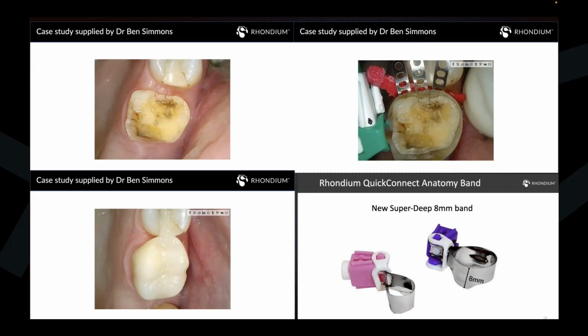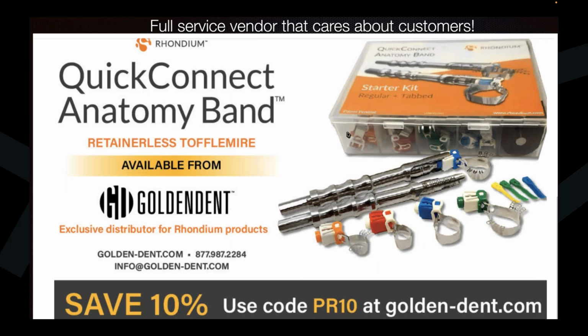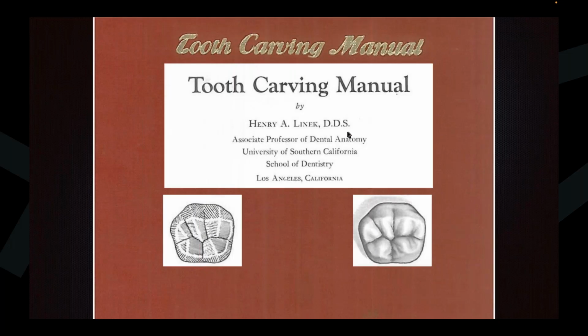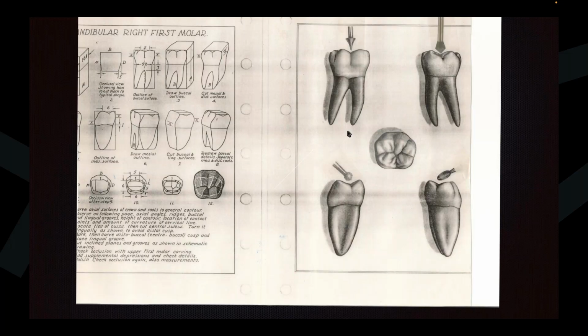And I can do a lot of these in the time that it takes me to prep, mill, and cement a crown. So here's that quick connect anatomy band. I'm showing you this because I want you to see how we develop these sculptors. Special thanks. I'm not artistic, but I can carve in planes. I can get pretty artistic.